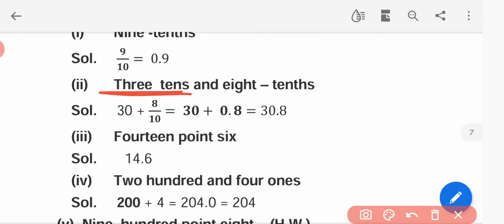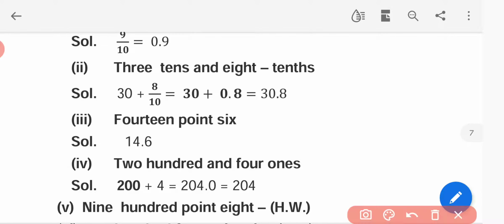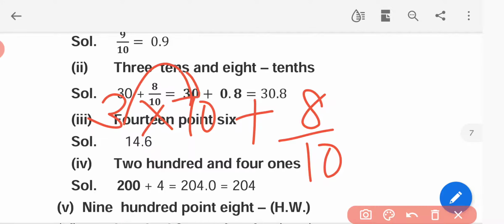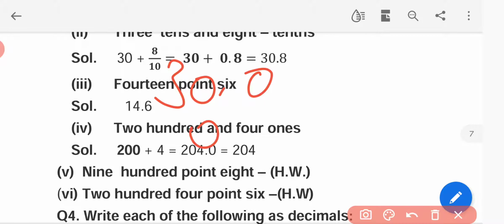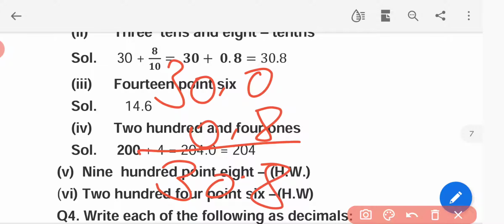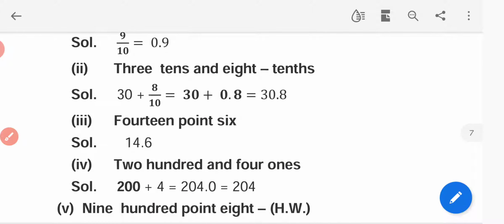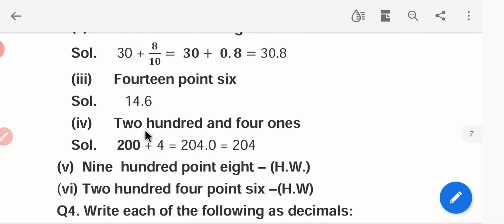Second one, 3 tens. 3 tens. Tens means 10. 3 tens plus 8 tenths means 8/10. So 3 tens means 3 multiply 10, 30, plus 8/10 we can write it as 0.8. After this you have to add this 30 plus 0.8. 30 means 30.0. 0.8, so it can be written as 30.8. Only you have to write according to the place value given. Then third one given 14.6. It is given directly. 14 means 1 4, point means you have to put the decimal point, and 6, so 14.6.